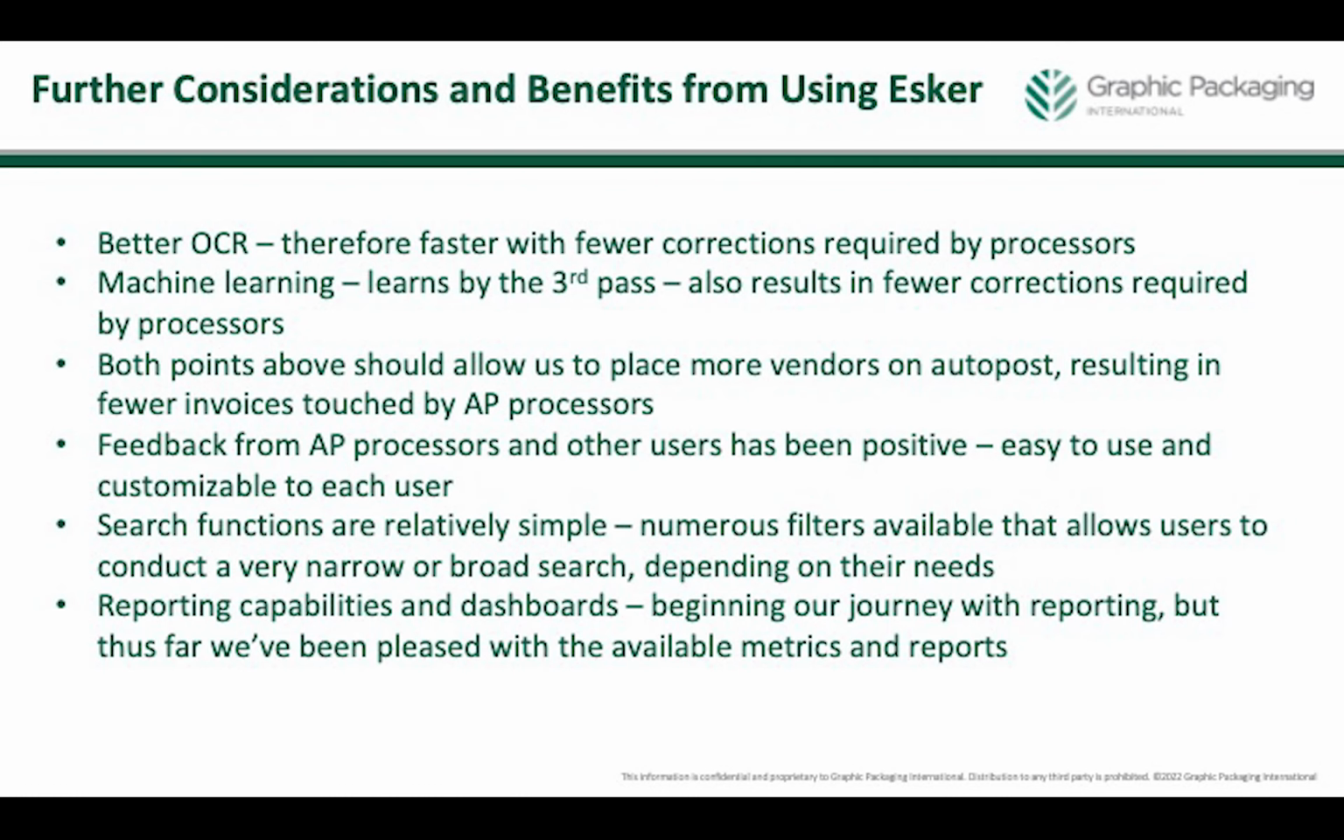So they have better OCR. Their OCR is much better than what we had with our on-prem. So you have faster processing with fewer corrections, more touchless points. They also have machine learning. So their machine learning normally learns by the third pass, the third time you receive an invoice. This also results in fewer touches by our processors. Both of those points should allow us to put even more of our vendors on auto post, resulting in more touchless invoices for us, which is our goal.